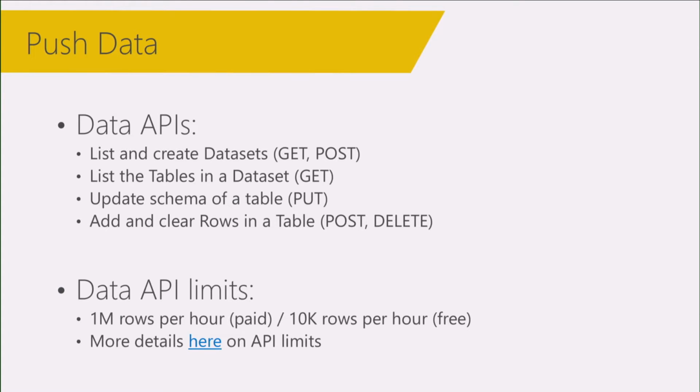When I'm adding rows to the table, there are some different SKU limits there, but you can do about 1 million rows per hour for a data set if you're on the pro license, or 10,000 rows per hour on the free license.